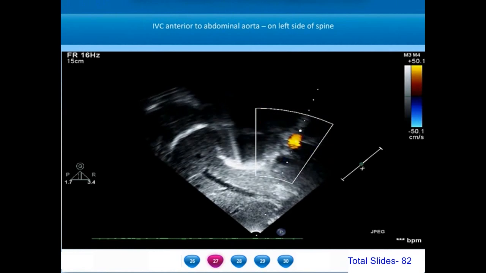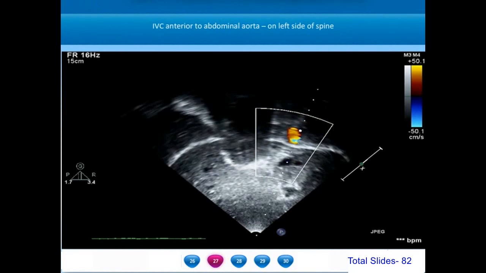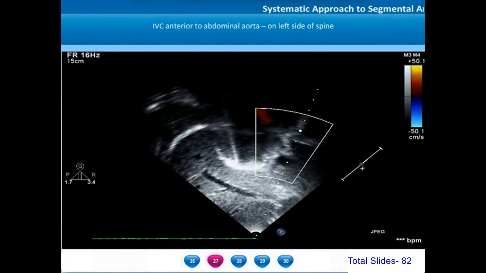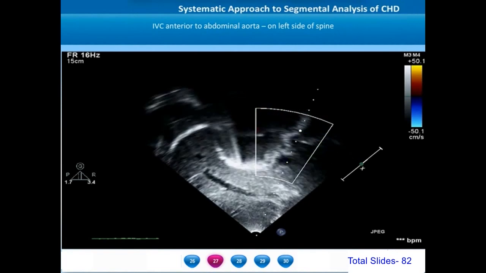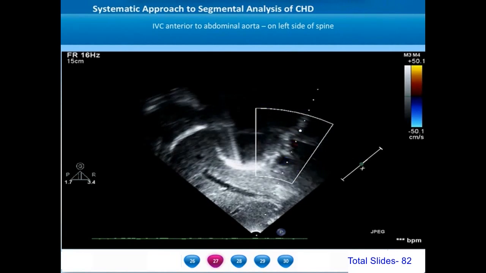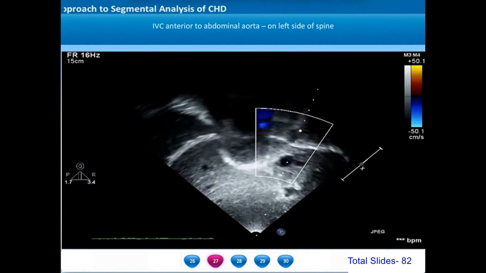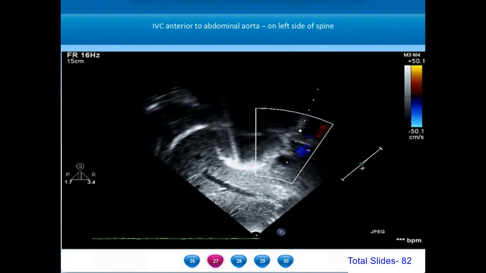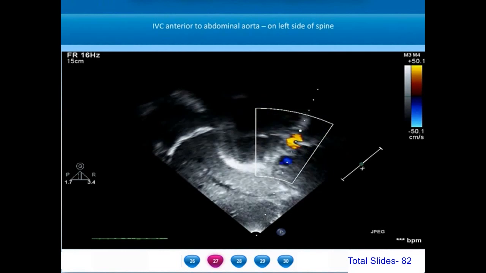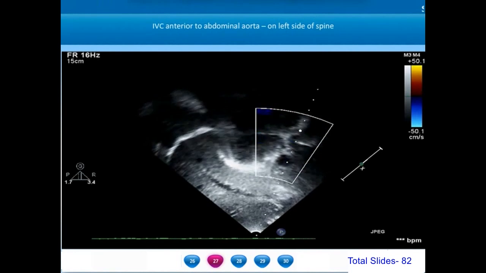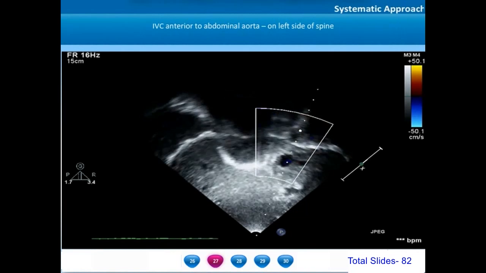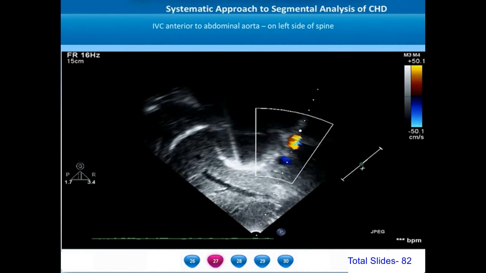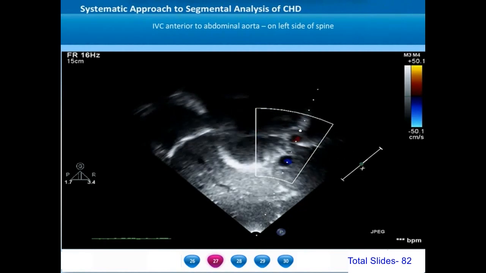On an axial cut from the subxiphoid view towards the abdominal structures, we can identify that the liver is in the midline. We can see the abdominal aorta and the inferior vena cava both on the same side of the spine. The inferior vena cava is anterior and towards the transducer. The abdominal aorta, which has the systolic flashing of red color, is posterior and away from the transducer.